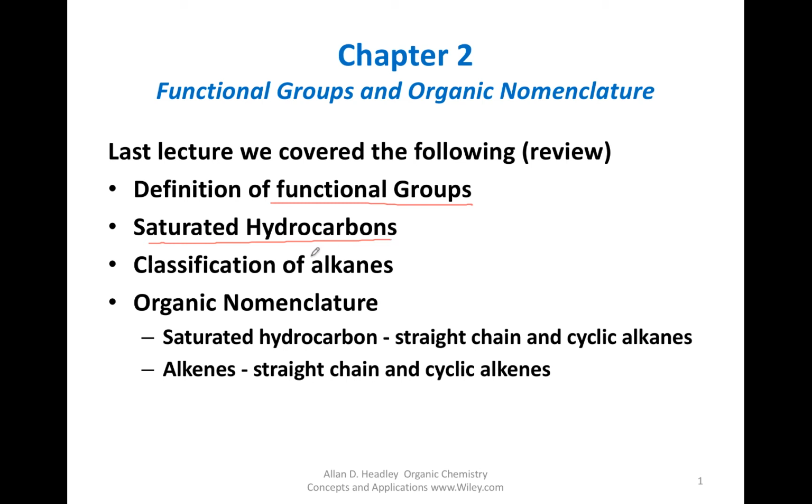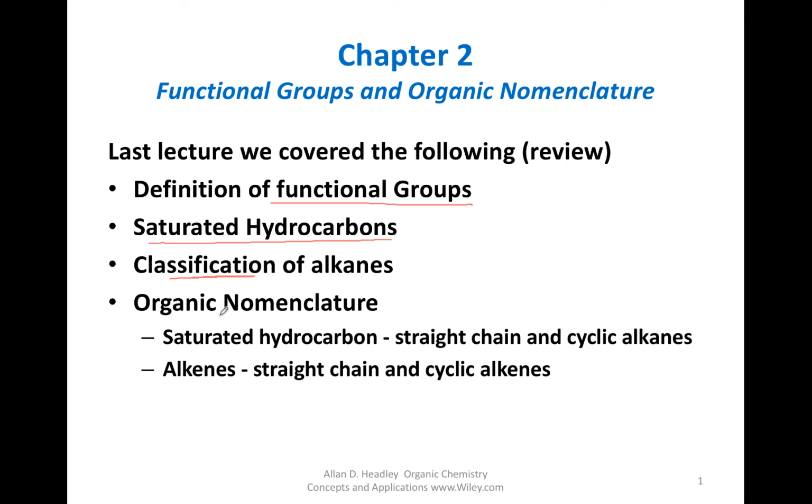Next, we looked at the classification of alkanes because there are so many alkanes, a lot, thousands of different alkanes. We can classify them into groups based on the type of carbons they are. So we have primary, secondary, and tertiary carbons that are possible in the alkanes.